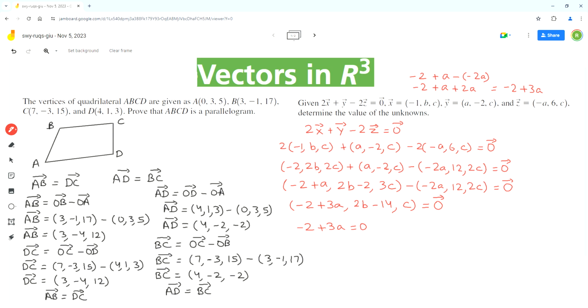So the second equation can be for the y component. In the vector on the left side, the y component is 2b minus 14. And in the 0 vector, the y component is 0. So this is our second equation. And now we can write an equation for the z component. In the vector on the left side, the z component is c. And in the 0 vector, the z component is 0. So our equation is c equals 0. So this is the final answer for the value of c.